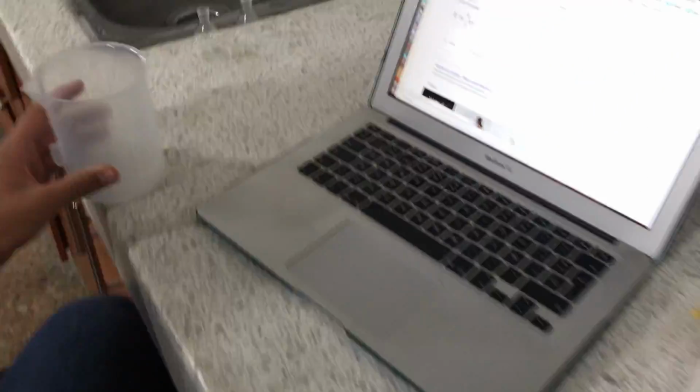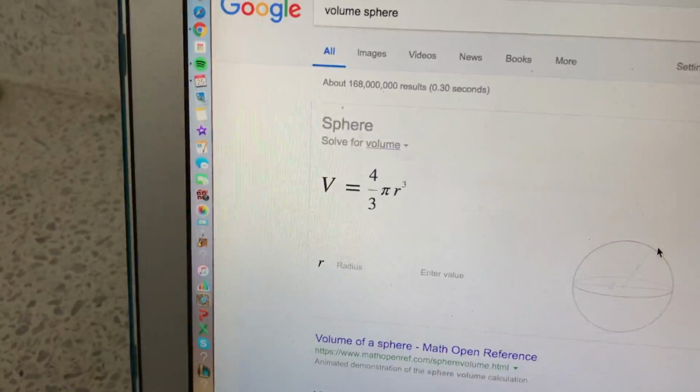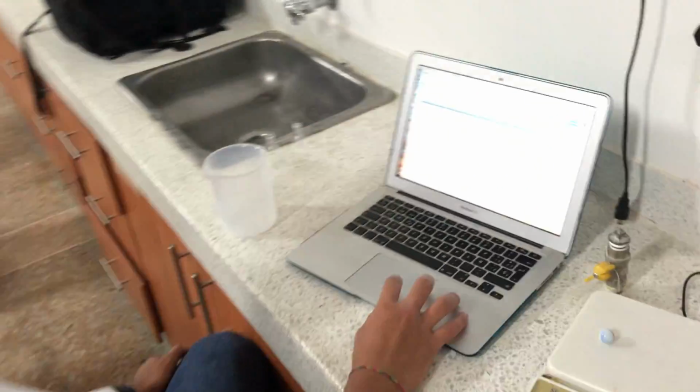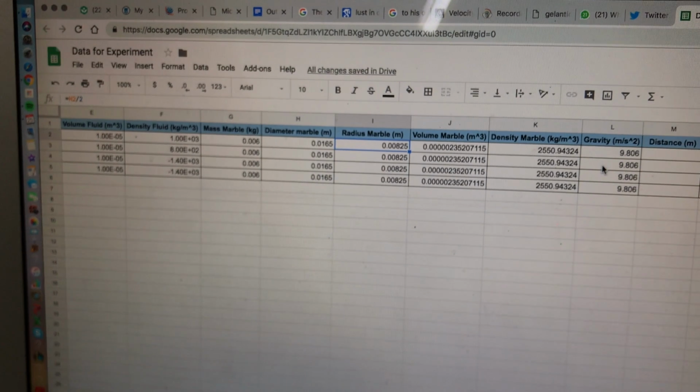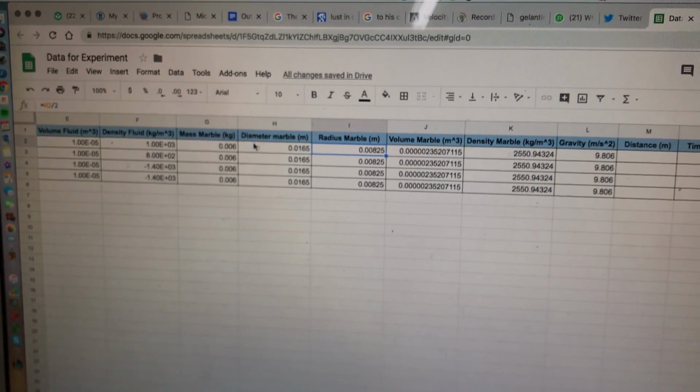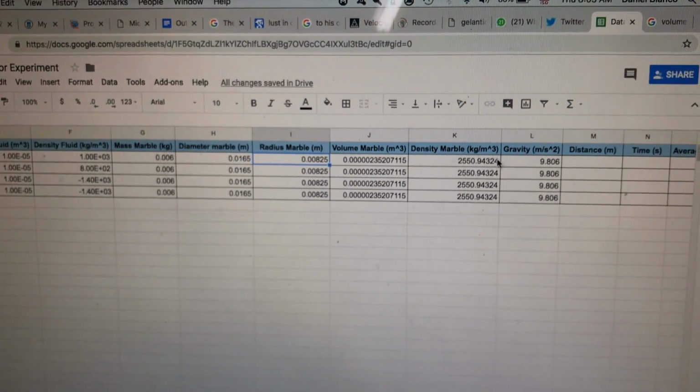Okay, so we just measured the mass of the marble. Then, using this formula, we find the volume. Then we use the formula for density, that is mass over volume, and we already had the values, so we just divide and get the density.